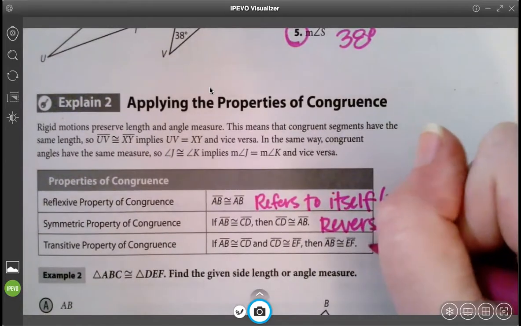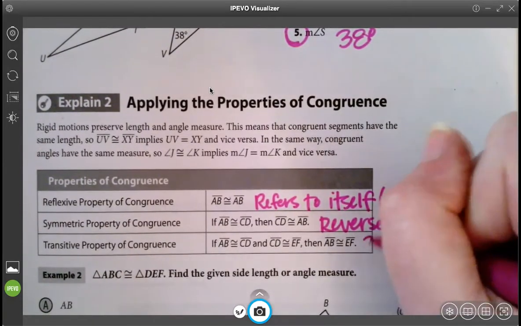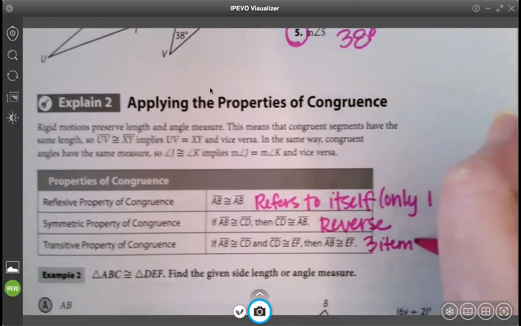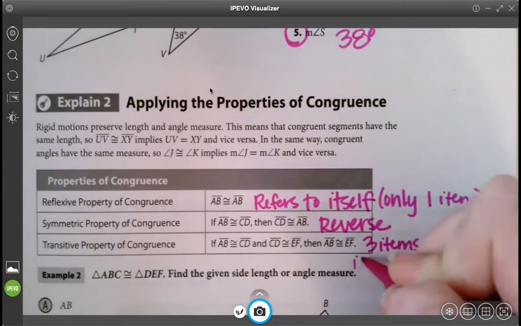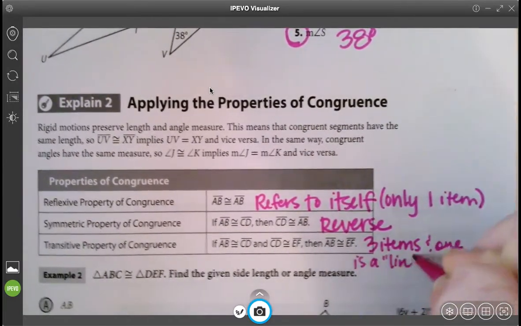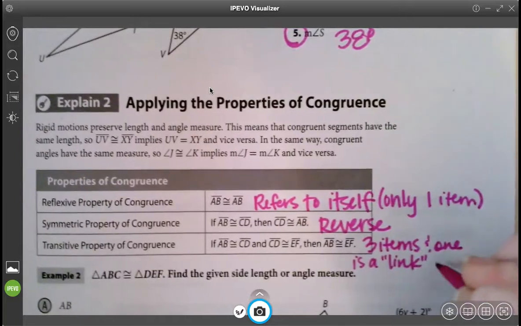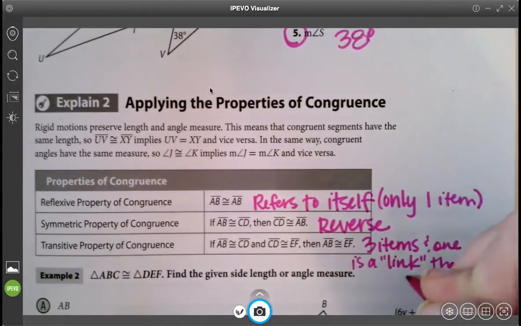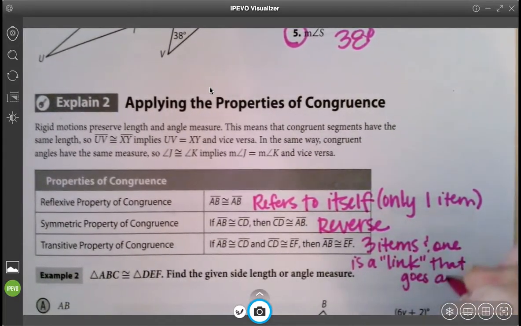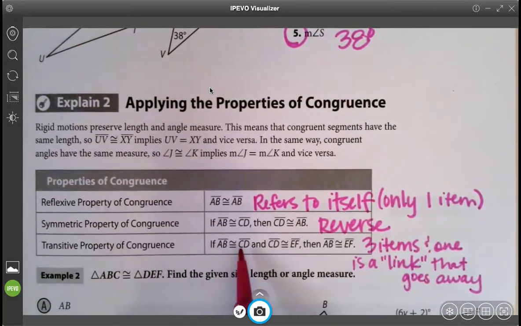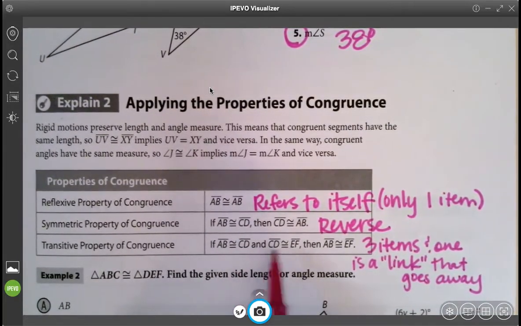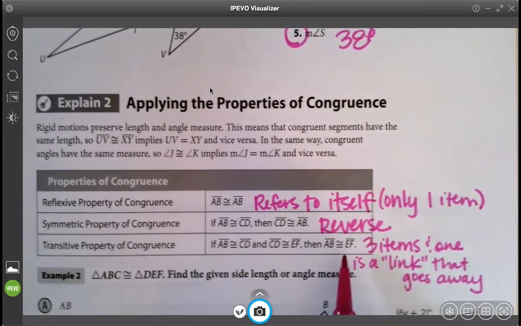The transitive property will always have 3 items. And one of them is a link that disappears or goes away. So in this example, AB is congruent to CD. CD is congruent to EF. So AB and EF must be congruent as well.